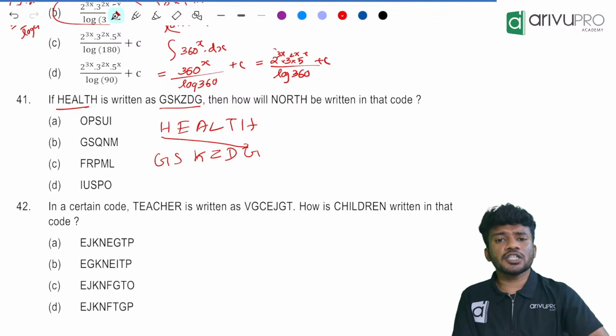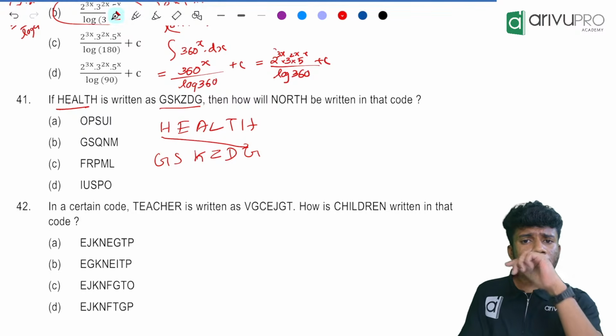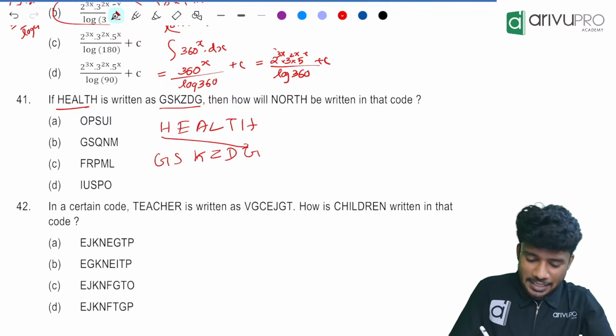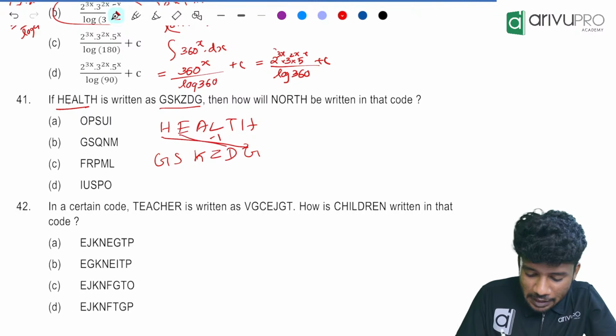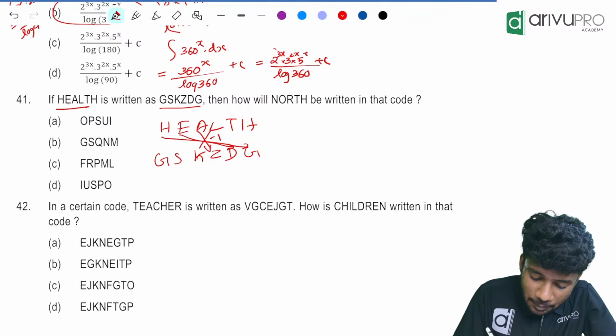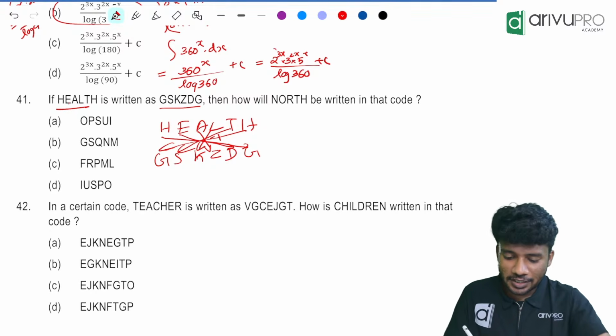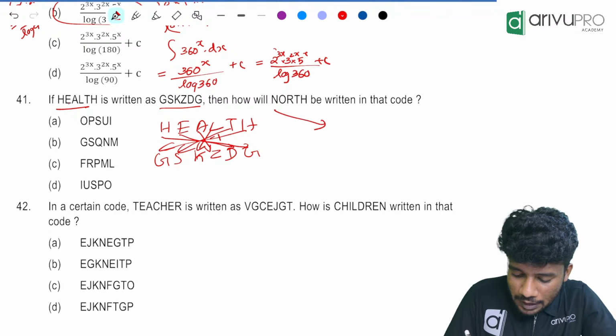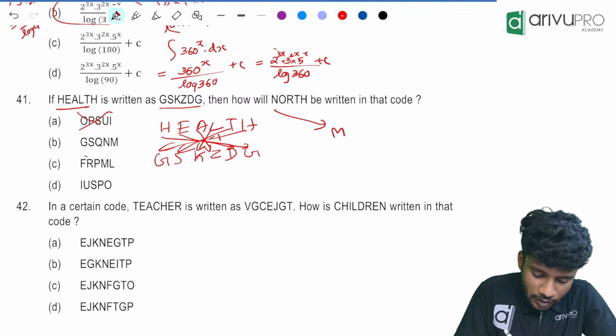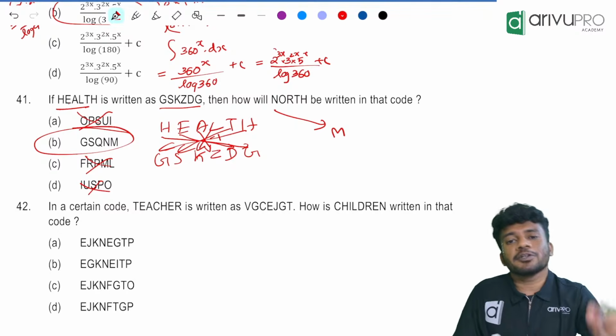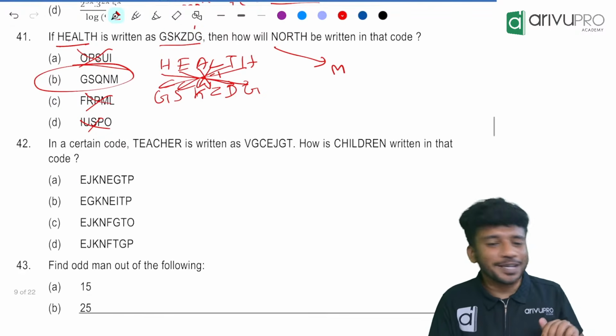How can H become G? It should be the previous letter, H minus 1. Then E minus 1 is D, A minus 1 is Z, L minus 1 is K, T minus 1 is S, H minus 1 is G. Similarly, for NORTH, the last letter should be M. Looking at that, only one option is having M at the end. That means option B is the answer. Directly you can go for it.